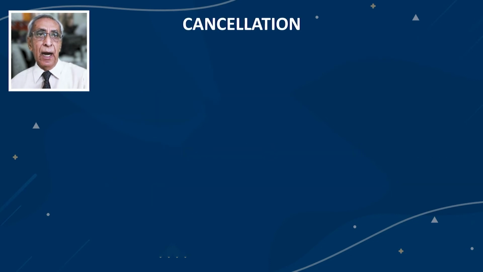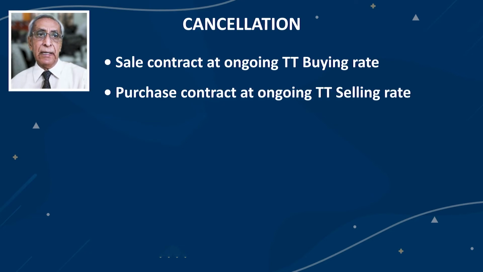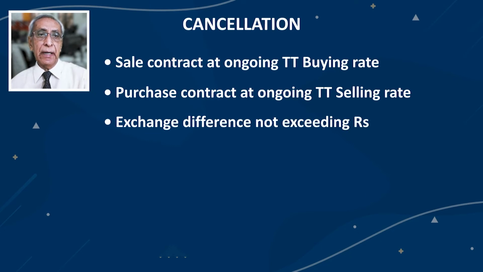Sale contracts are cancelled at the ongoing TT buying rate. Conversely, the purchase contracts are cancelled at the ongoing TT selling rate. An exchange difference not exceeding rupees 100 is ignored in the Indian market.